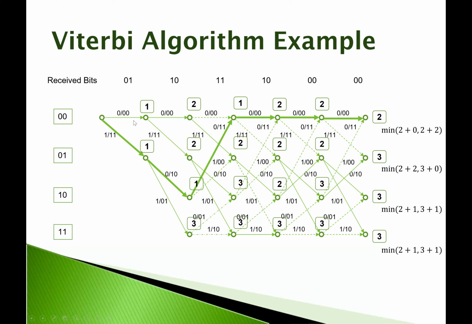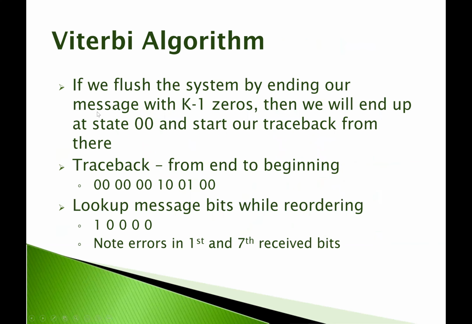And so now you've done that based upon these output bits that were expected and taking you to different states that are associated with that. Now you can look up the input bits, the message bits that resulted in all of those state transitions, right? So now you read off this 1, 0, 0, 0, 0 type of thing. So, yeah, in words, if we flush the system by ending our message with k minus 1 0s, so we fill that memory register up with zeros, then we should end up at state 0, and we can start our traceback from there.